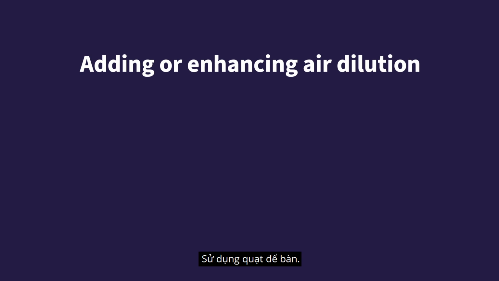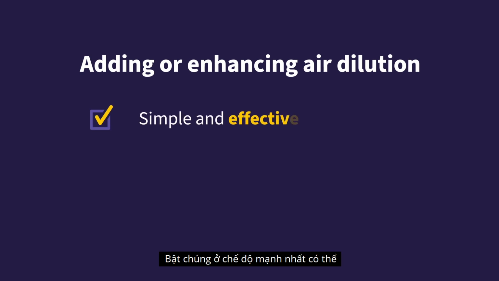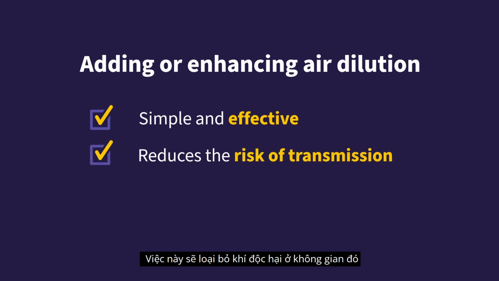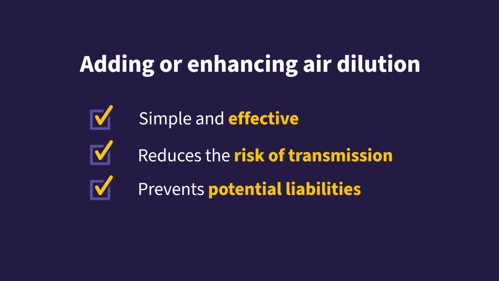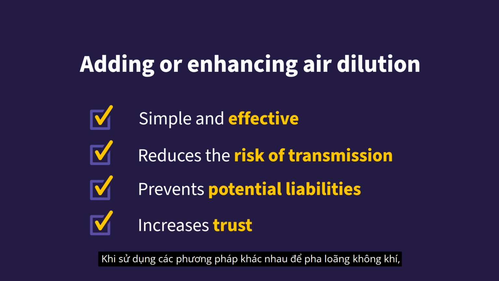Adding or enhancing air dilution indoors, where people are at risk, is a simple and effective way to ensure that your organization reduces the risk of transmission of airborne diseases, prevents potential liabilities, and increases trust from your community.